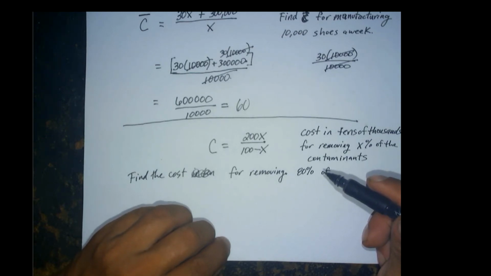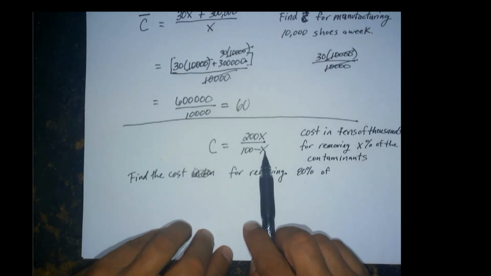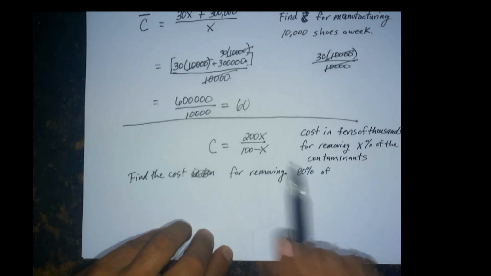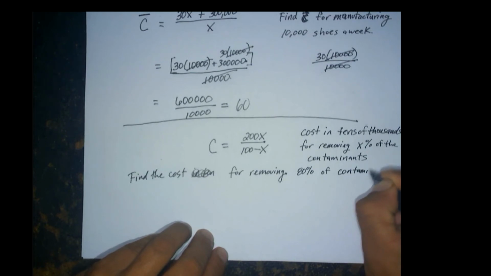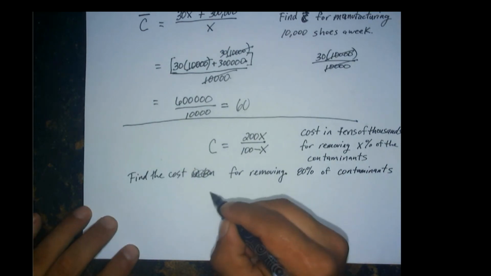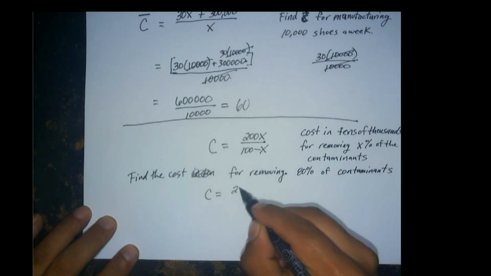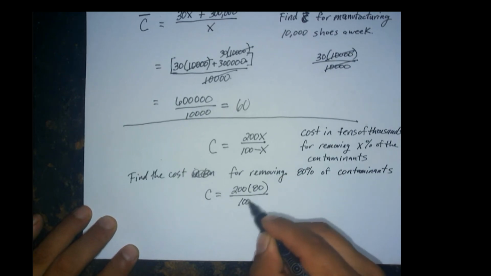Can you remove all the contaminants? No. Why? Well, what happens if you put in 100 right here? You get nothing. Can you divide by nothing? You can't get rid of all the contaminants. But you can find the cost for removing 80% of the contaminants. So we're going to plug in 80 for X, right? So it'll be 200 times 80 divided by 100 minus 80.